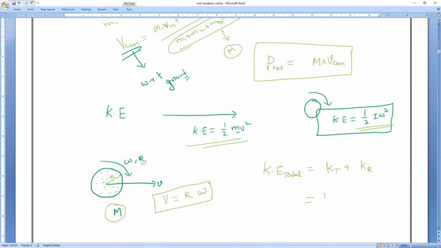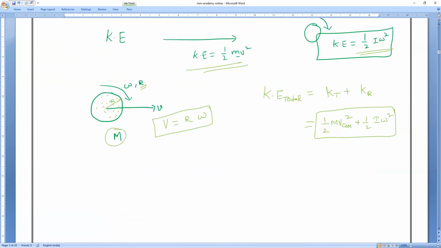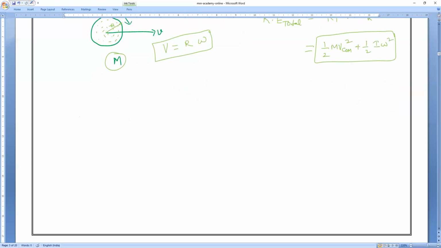So what is the kinetic energy in translational motion? Everybody, make it fast: half m V_COM squared. V means velocity of center of mass with respect to what? Ground. Clear? Ground. Plus half I omega squared. This is the expression for total kinetic energy in translational plus rotational motion. So we are going to derive it now. Make everything clear. If you have any small doubt, please kindly ask me so that I can explain it.